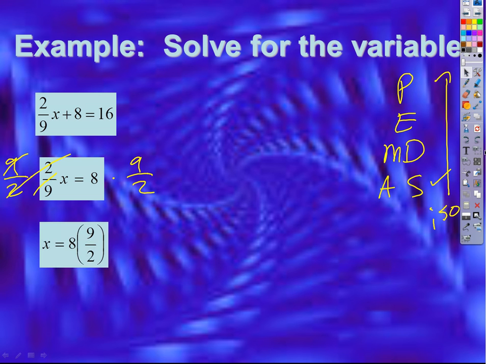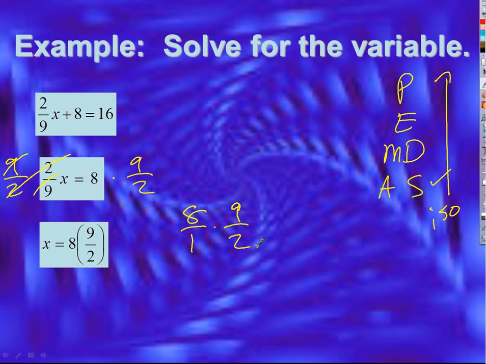Well, 8 doesn't look like a fraction, but is it? Sure, it is, isn't it? How do I write 8 as a fraction? 8 over 1. Okay, now I can just multiply straight across. Now watch these two different ways we could do this. If I multiply straight across, 8 times 9 is 72 over 1 times 2 is 2. And that's equal to what? 72 divided by 2. That's kind of a big number to deal with, isn't it?